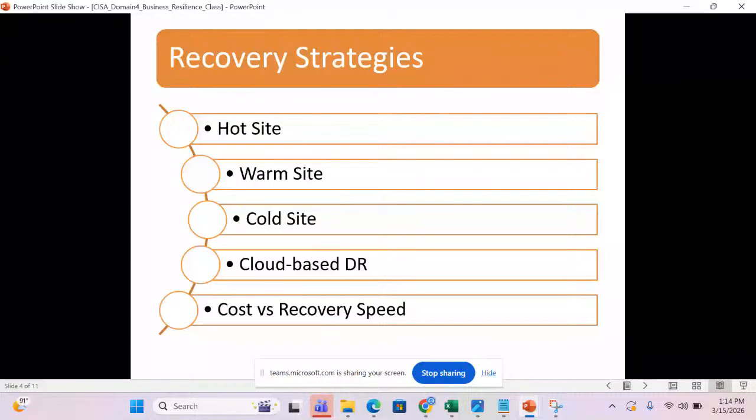So let's move on. Before we come to cost and recovery speed, let's discuss offsite backup. Now that we understand what cloud backup is, we also have something called offsite backup. Although this offsite backup is already getting relegated now, we still need to have a discussion around it.